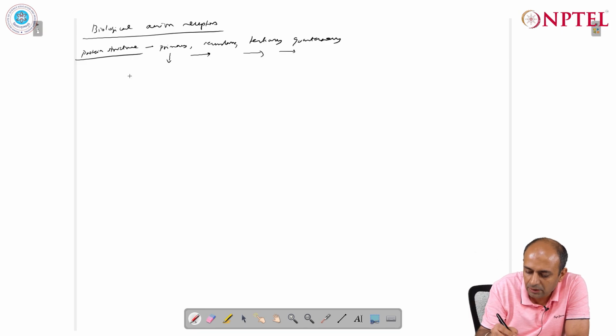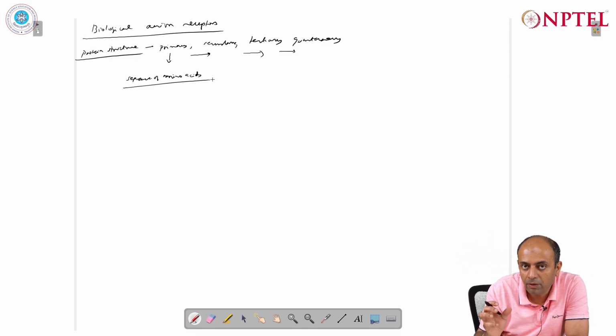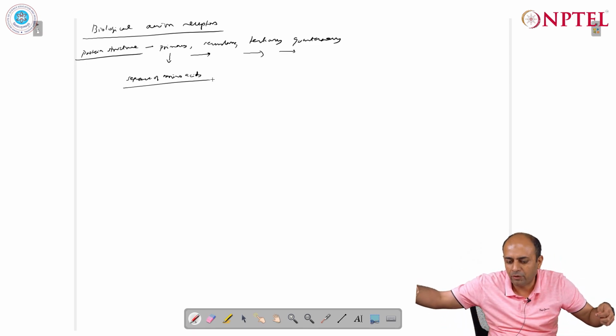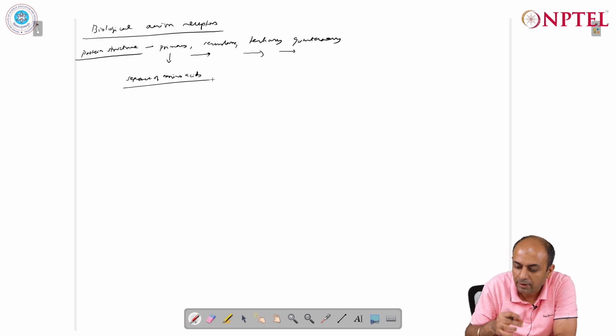So, the primary structure is essentially the sequence of amino acids which will form the peptide bond, and depending upon how many such amino acids are formed, a large number of such amino acids will give you the primary sequence of the protein, which effectively can be considered to be a long thread like arrangement of amino acids to give you the primary structure.